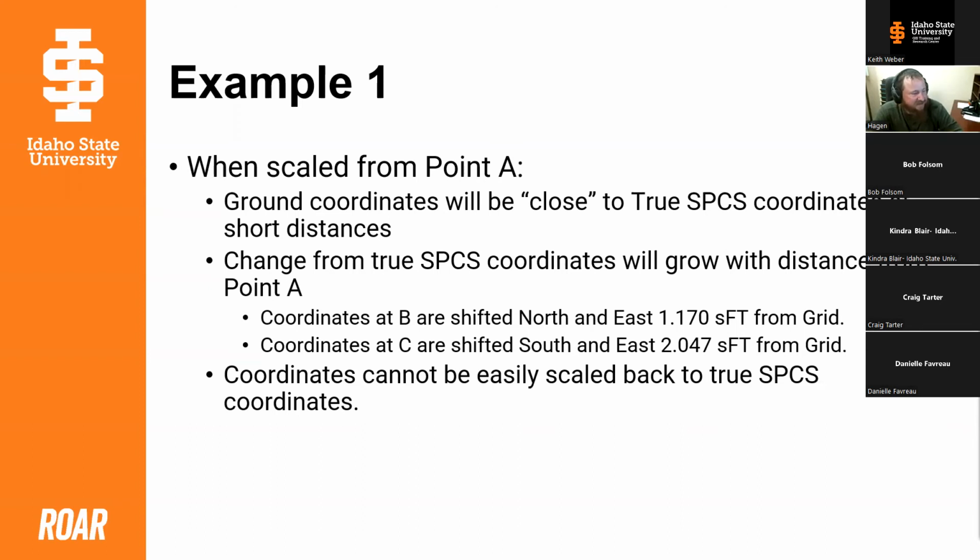But the downside to that is, for a GISer, those ground coordinates which have been scaled will appear to be very close to true state plane coordinates, which have not been scaled. And you may or may not be able to tell the difference. At short distances, you really won't be able to tell the difference. The other downside, for another surveyor as well as a GISer, is that unless you know where the surveyor has scaled from and what his scale factor is, you won't be able to easily take his ground coordinates and move those back to grid.